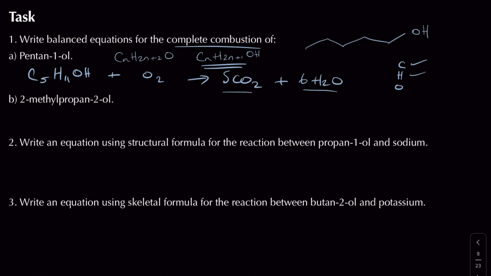2 times 5, that's 10, that's 16 in total. I've got 1 in there, so remember I'm going to have to make up for 15. Don't forget the internal source of oxygen. 15 divided by 2, I end up with 7.5 in total. There's the oxygens balanced. What about the next one?